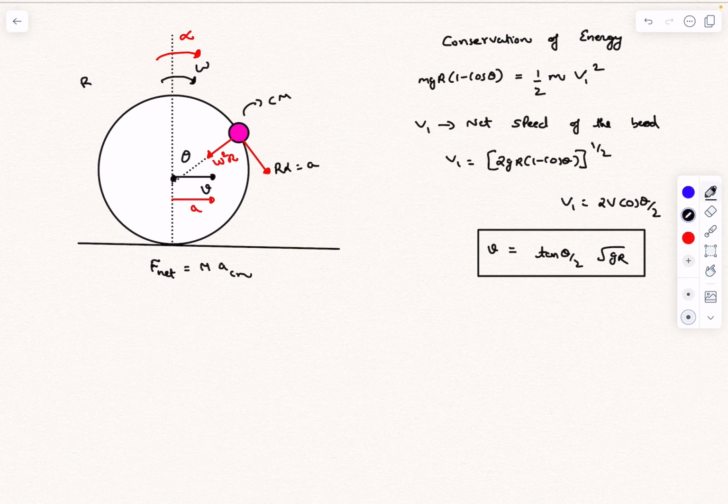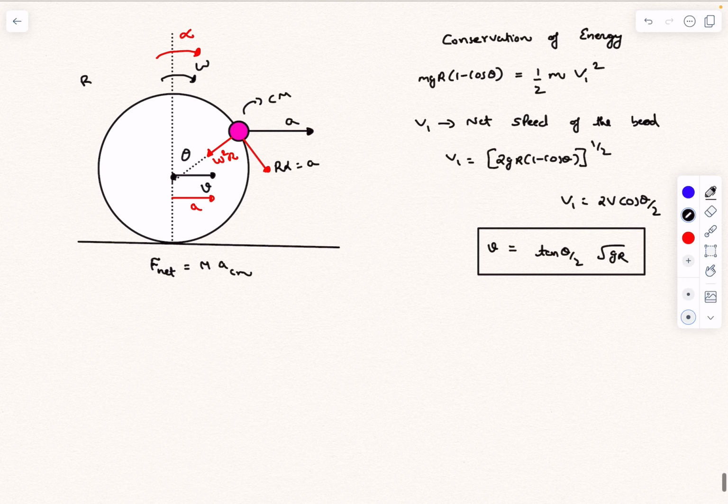So if we want to write it relative to the ground frame, I have to add its acceleration vectorially to our center of mass. So as you can see, there are three individual accelerations which we have to resolve in the x and y direction in order to apply F net equals to ma. So that's the reason why it's pretty hard to write F net equal to ma in this case.